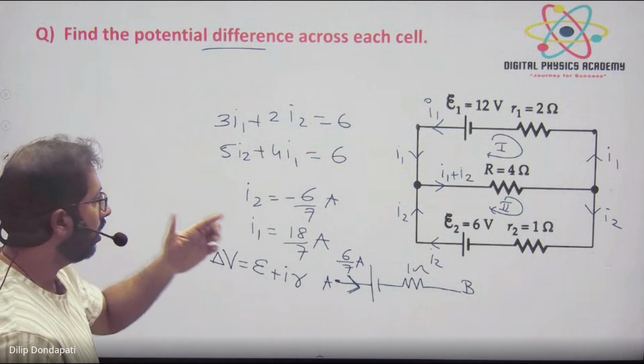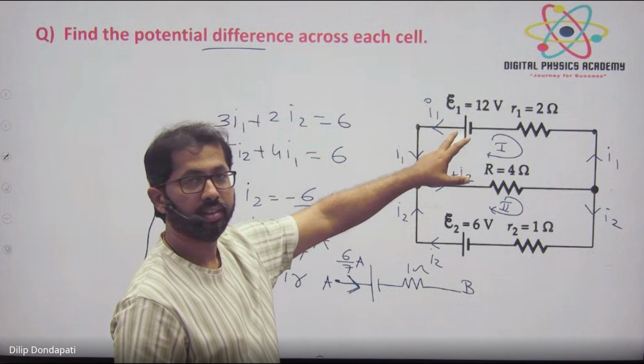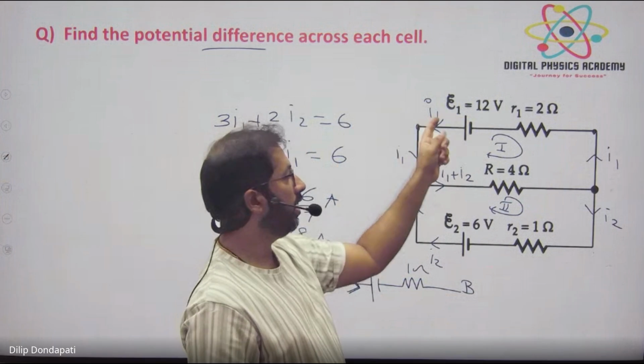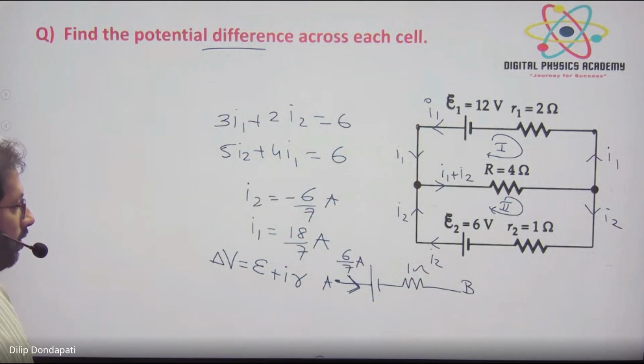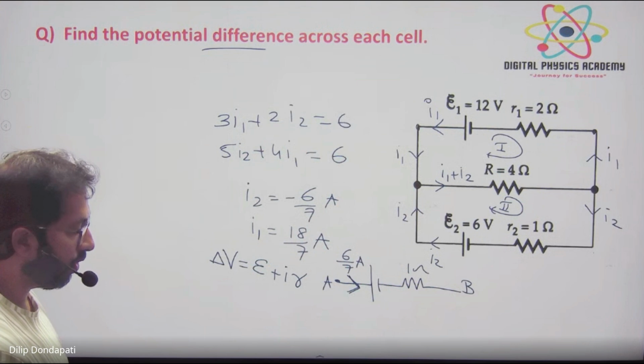Okay. This one has charging and discharging for this cell, the first cell. What is this one? Discharging. That time we have to use E minus IR. Use the terminal voltage and find the potential difference.